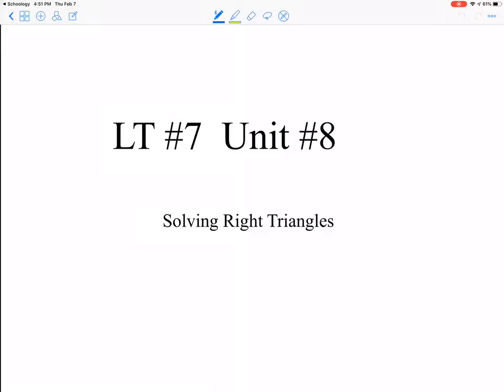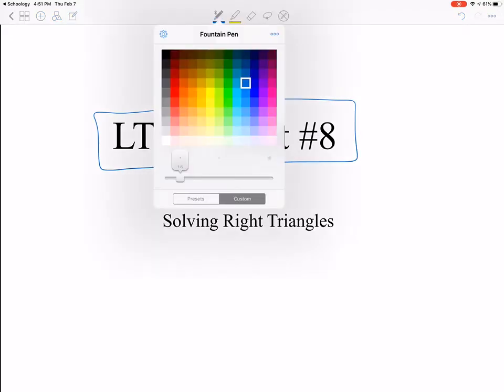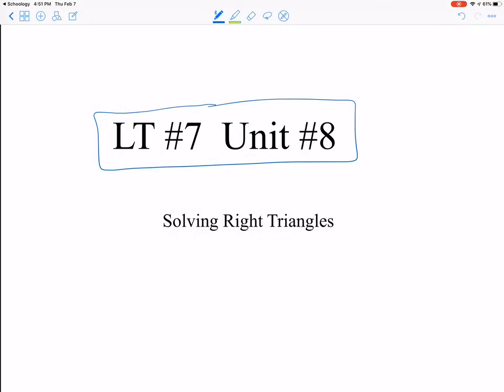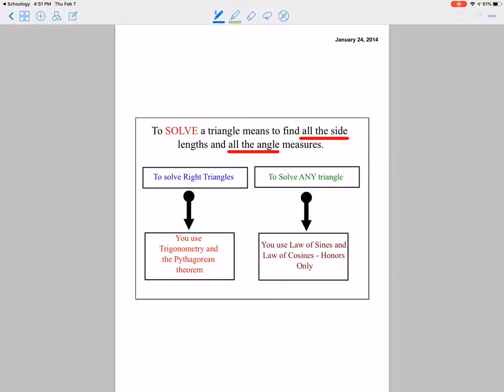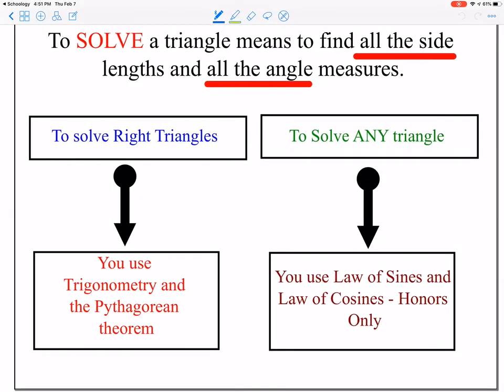This movie is for Unit 7, Learning Target 8, Solving Right Triangles. When you hear solving right triangles, what that means is you need to find all the side lengths and all the angle measures. We've been looking at right triangles in this unit, and that's what we're going to be looking at. To solve a right triangle, we use trigonometry and the Pythagorean Theorem.